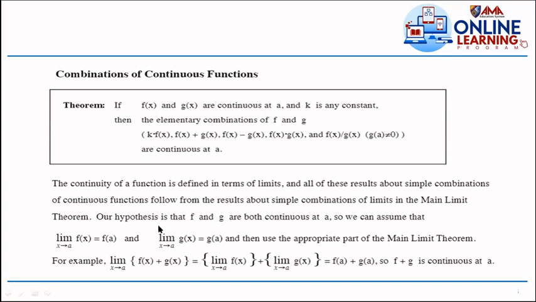Our hypothesis is that the functions f and g are both continuous at a, so we can assume that the limit of f(x) as x approaches a is equal to f(a), and the limit of g(x) as x approaches a is equal to g(a). Ibig sabihin, itong dalawa are equal. Okay? And then use the appropriate part of the limit theorem.